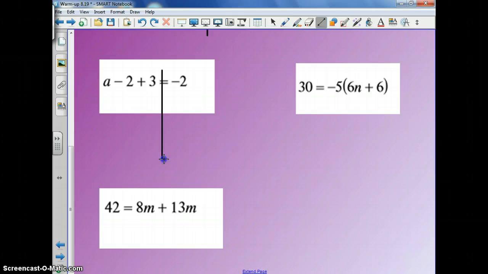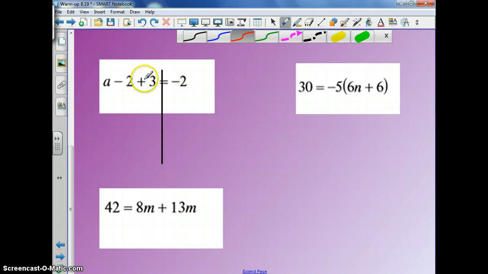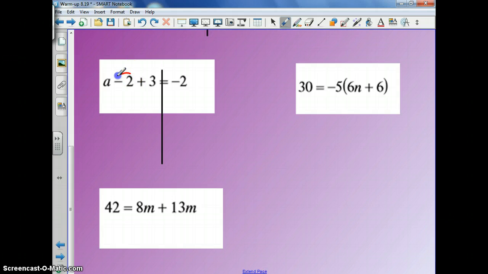Let's draw our line just like before. Now, once again, look, we have a negative 2 and a positive 3. Now, we don't want that. So let's go ahead and put our like terms together. That's the point of today. You're combining your like terms before you start working the equation.